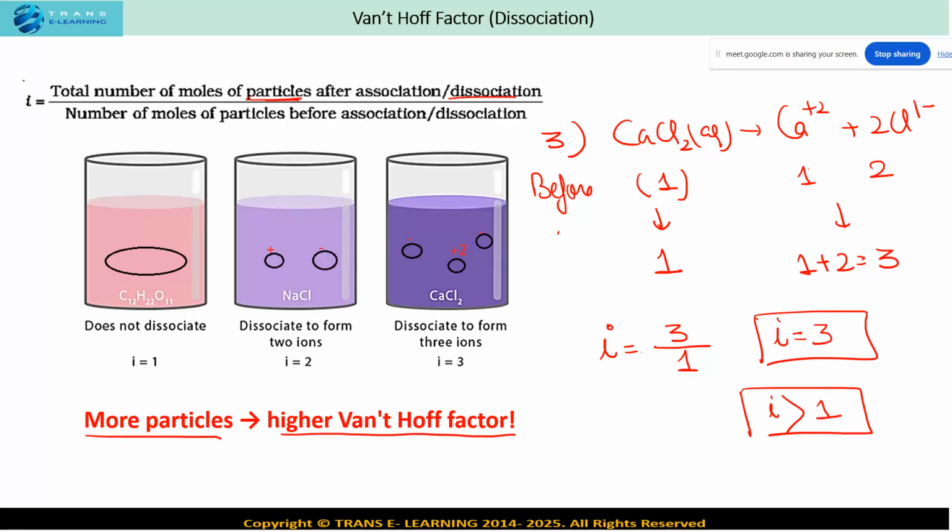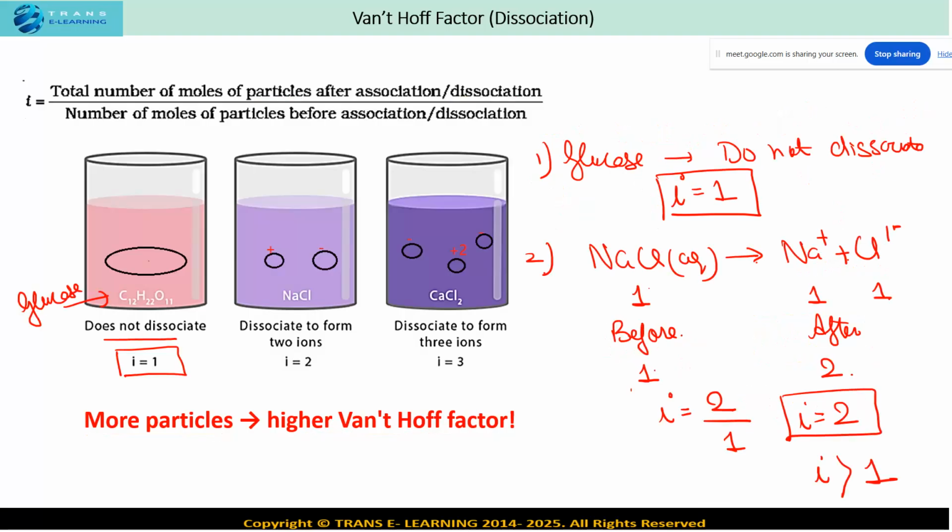You can see here that when there were 3 particles, the Van't Hoff factor is 3. But in this case, when the number of particles got dissociated into 2, the Van't Hoff factor is 2.